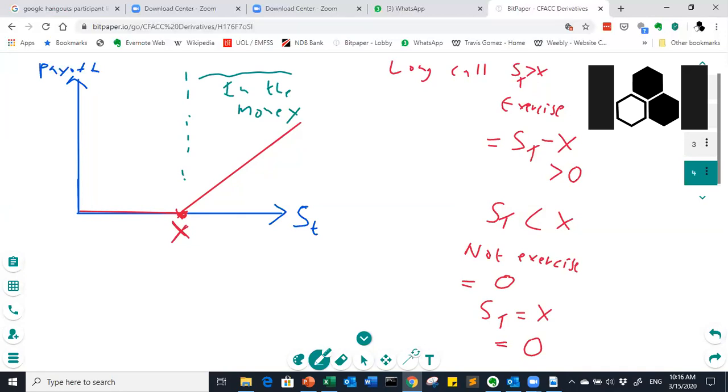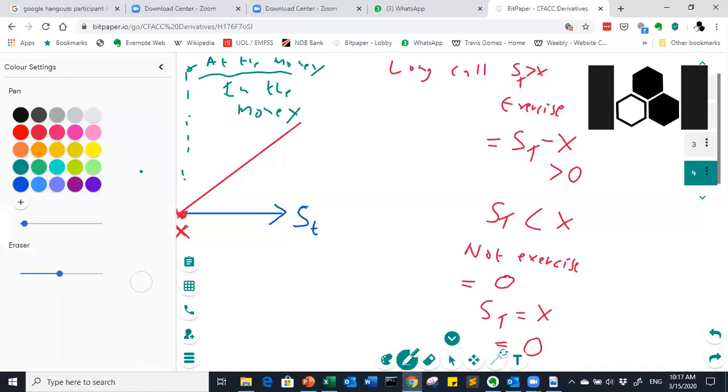If instead you're in this area, ST is less than X, the option basically doesn't have any value because you're not going to get any payoff. Because of that, we say the option is out of the money. And in the knife edge case, in this middle section, where ST is just equal to X, we would say it is at the money. Okay, so those are just some technical jargon that they use. You don't need to worry too much about that. Is that clear? So that's what you have for the long call.